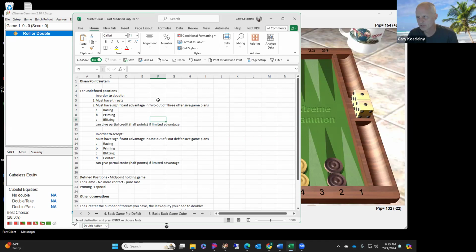Mark puts a lot of emphasis on threats, and basically says you have to have threats in order to double. And again, these are undefined positions. But the basic theory is, first of all, you have to have threats. If you don't have threats, you don't double, pretty much. Now, identifying those threats is the issue, as it was with the Presser system.